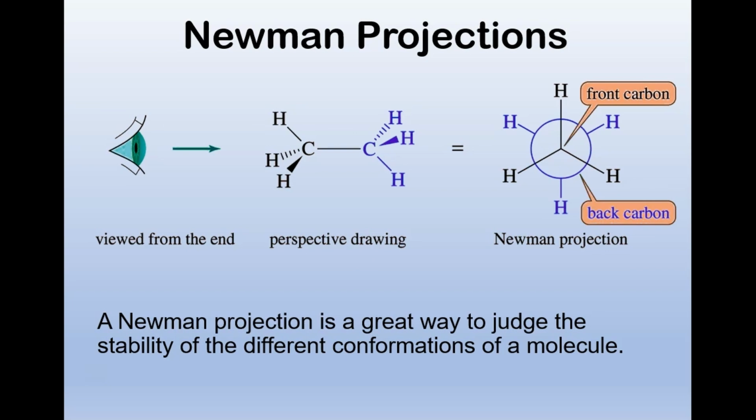One way is by this thing called a Newman projection. When you want to draw a Newman projection, I say it has two parts. It has the peace sign and the ping pong ball. The peace sign doesn't have to be in the peace sign position. But what you want to realize is the first carbon you look at, the one that's closest to you, is the peace sign. The one that's further away from you is the ping pong ball. A Newman projection is a great way to judge the stability of different conformations of a molecule.